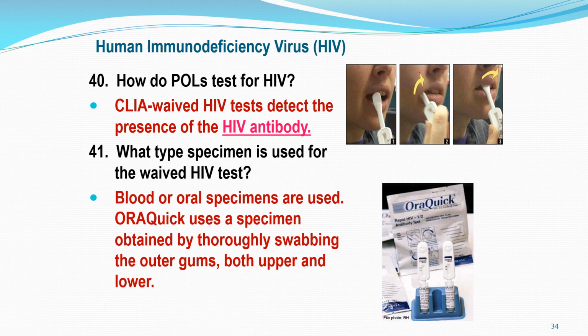In that case, when we're talking about these waived HIV tests, depending on what your particular physician's office or clinic is using, blood or oral specimens can be used. OraQuick uses a specimen obtained by thoroughly swabbing the outer gum, both upper and lower. Now, the good thing about these CLIA waived tests is they're very easy to use. And like I tell you in class, as long as you are following the policy and procedure for your facility, and as long as you are following the directions per the manufacturer, then these are easy tests to do and easy tests to read.